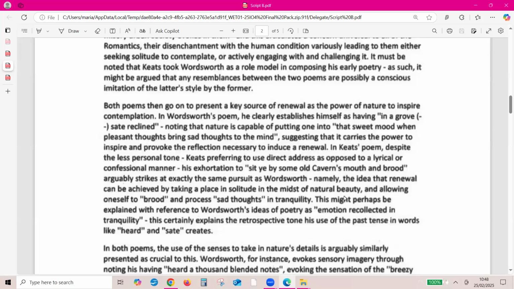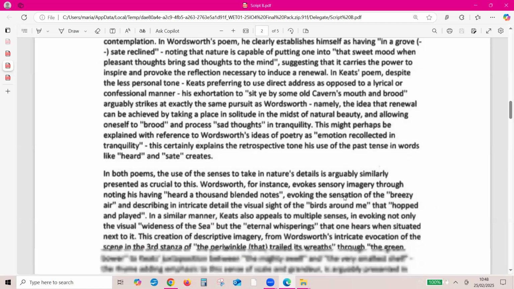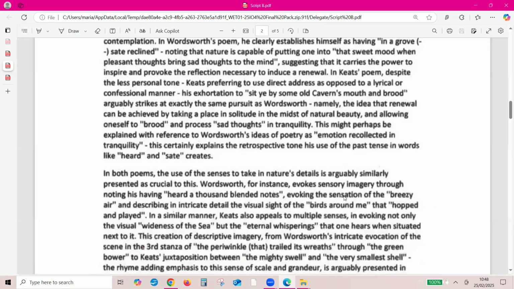This candidate has a clear grasp of what they're trying to say about renewal and nature. They do make a contrast of form in terms of Keats's direct address. They do talk about Wordsworth's ideas of poetry, and don't forget that in itself will be his own critical interpretation of his own work. So we mustn't forget that that can be an aspect of AO5, even if it is the poet's own wider view.